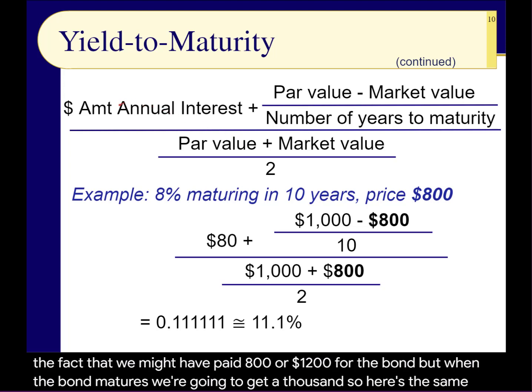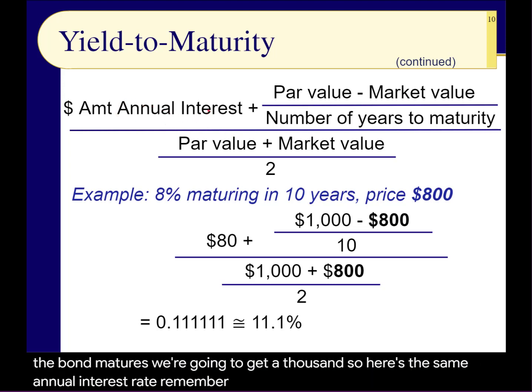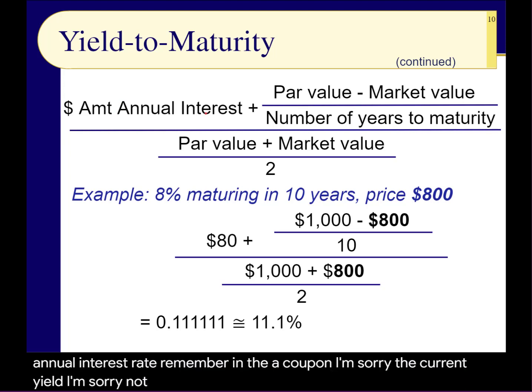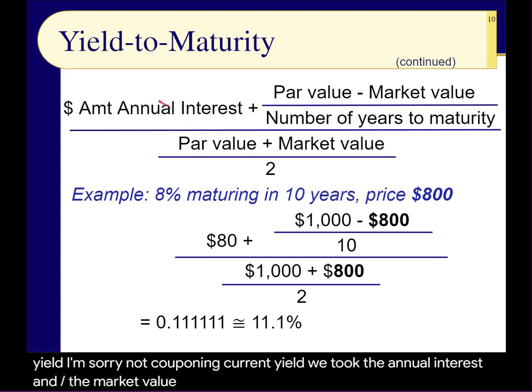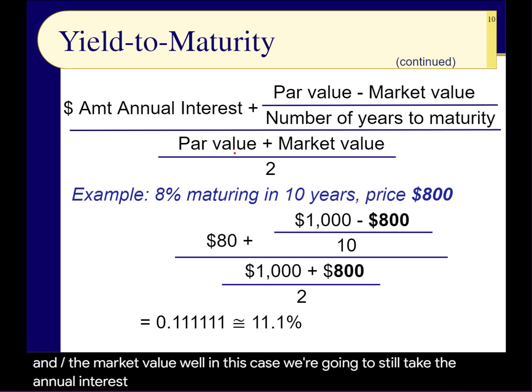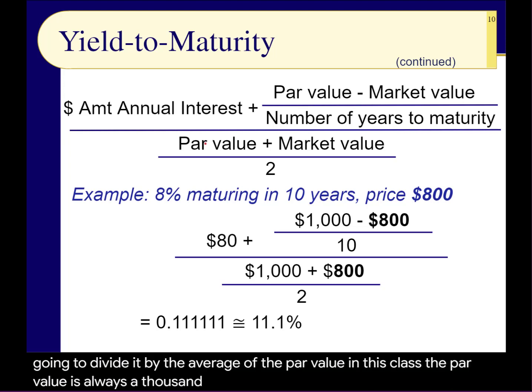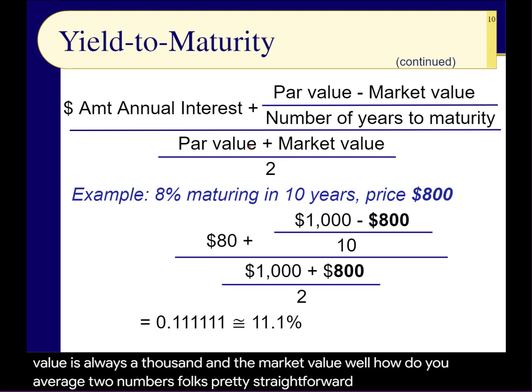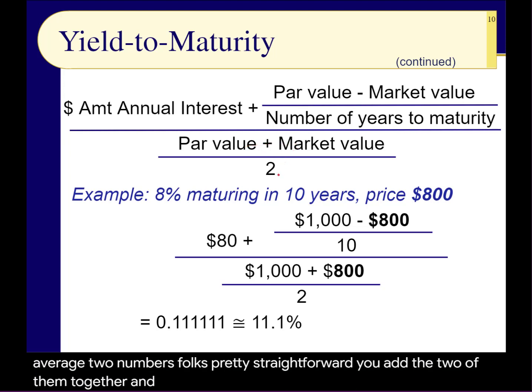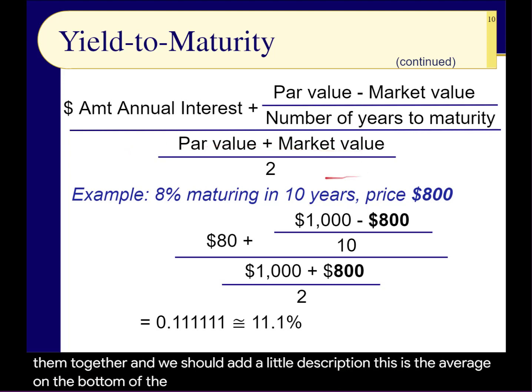So here's the same annual interest rate. Remember, in the current yield, not coupon, current yield, we took the annual interest and divided it by the market value. Well, in this case, we're going to still take the annual interest, but instead of dividing it just by the market value, we're going to divide it by the average of the par value, which in this class is always 1,000, and the market value. Well, how do you average two numbers, folks? Pretty straightforward. You add the two of them together and divide by 2. So maybe we should add a little description. This is the average on the bottom of the par value and the market value.